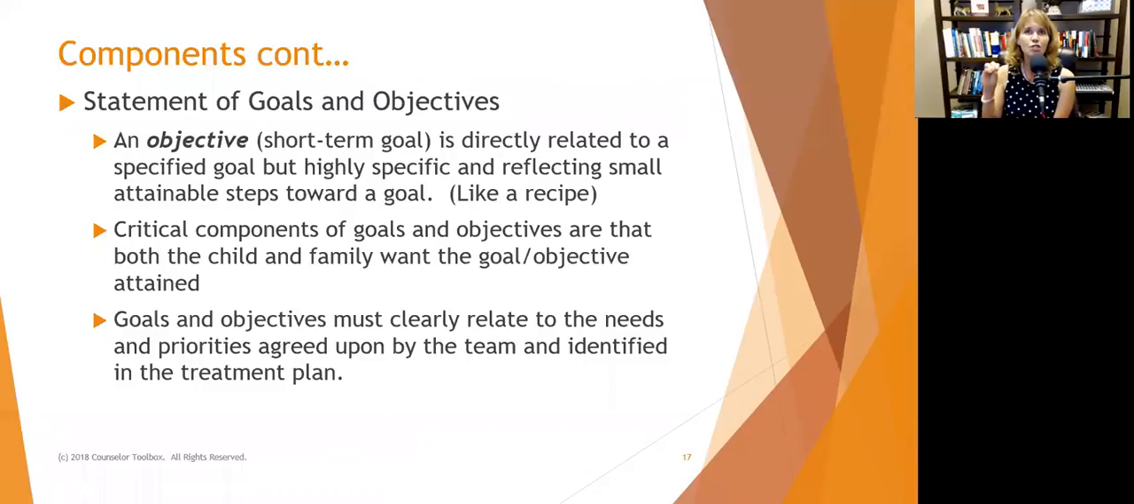Critical components of goals and objectives are that both the child and family want the goal or objective to be obtained. So if one or the other doesn't have buy-in, then we're going to have to do some motivational interventions. Goals and objectives must clearly relate to the needs and priorities agreed upon by the team and identified in the treatment plan. So if you have this whole thing on school success, and then you have these goals and objectives about eating more healthfully and getting 9 hours of sleep at night and whatever else, and Tony's looking at you, scratching his head, going, what does that have to do with me failing school? You either connect it or you get rid of it. We want to make sure that there's a direct correlation so the people involved can see that investing their energy in this activity is going to help them achieve the goal.